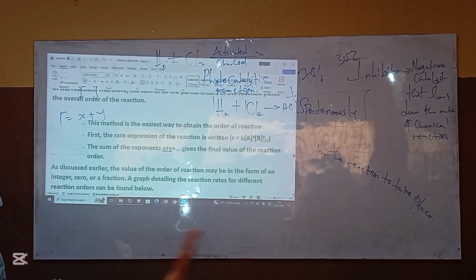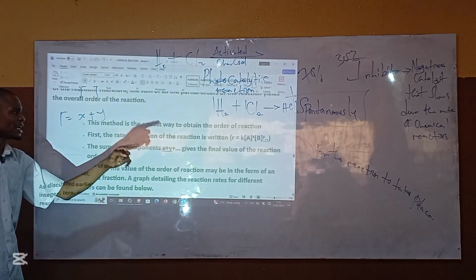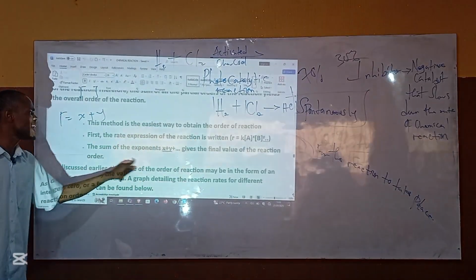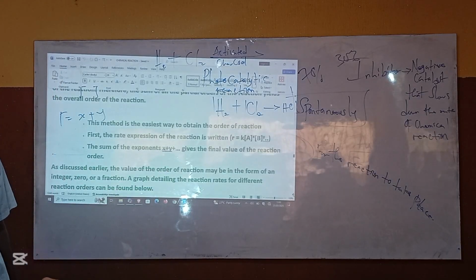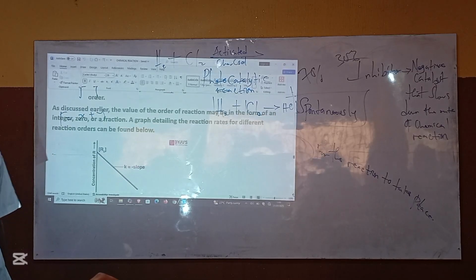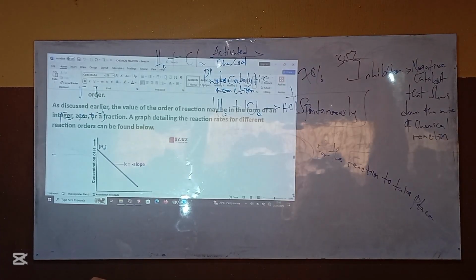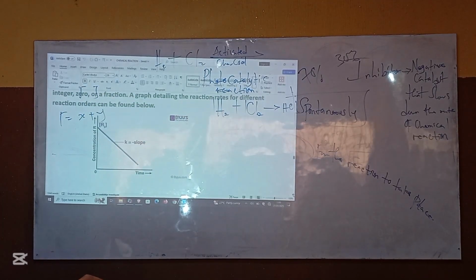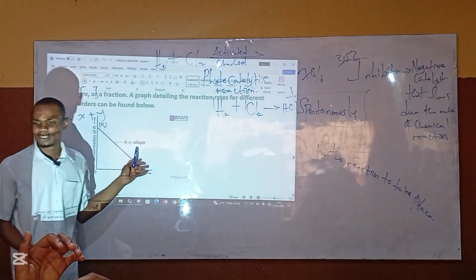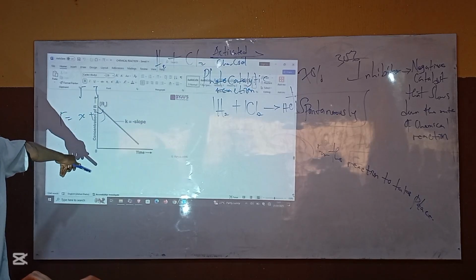All these ones you don't really need. The rate of the reaction is written as R equals k[A]^x[B]^y. The sum of the exponents x plus y gives the final value of the order. As discussed earlier, the value of order of reaction may be in the form of an integer, zero or fraction. A graph detailing the reaction rate for different orders can be found below. Now, for the order of reaction, that k is always negative. The slope is always negative. And this is the graph for order of reaction.